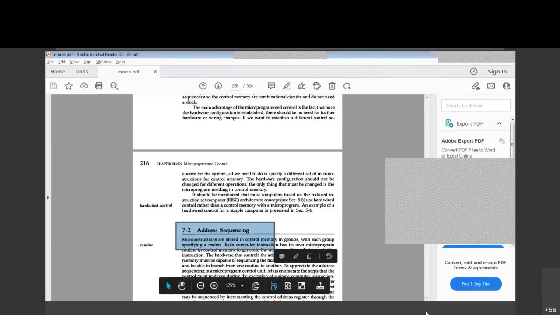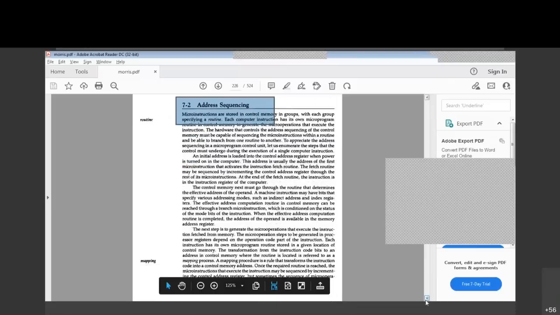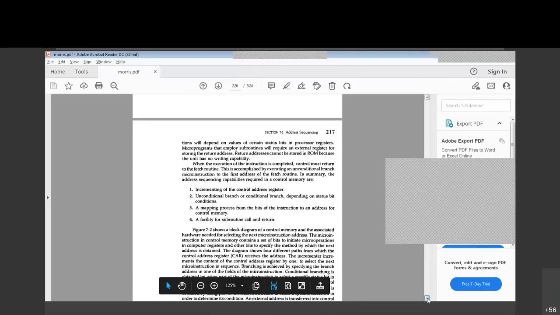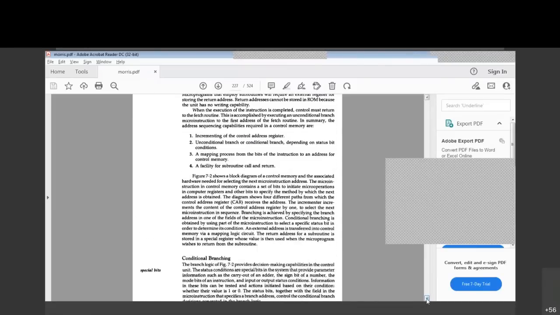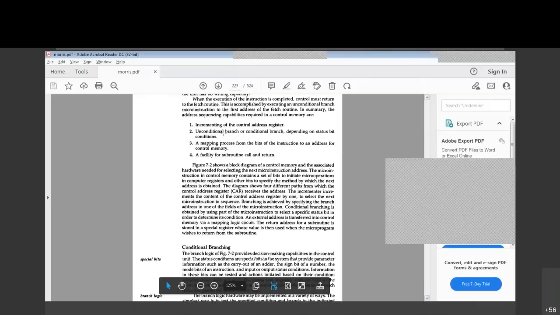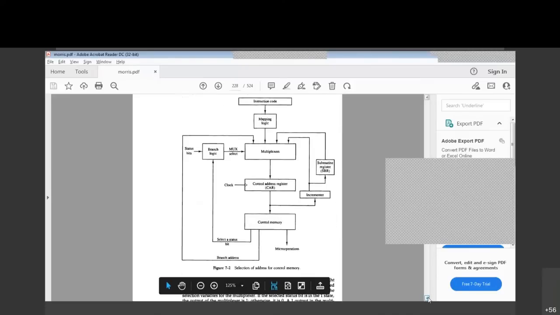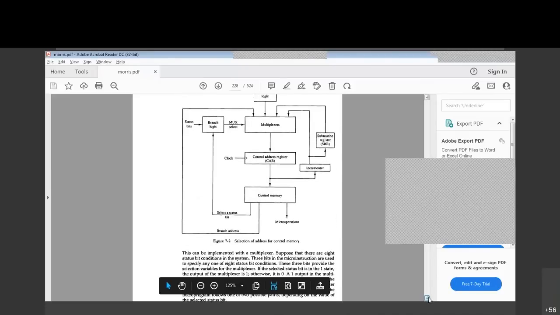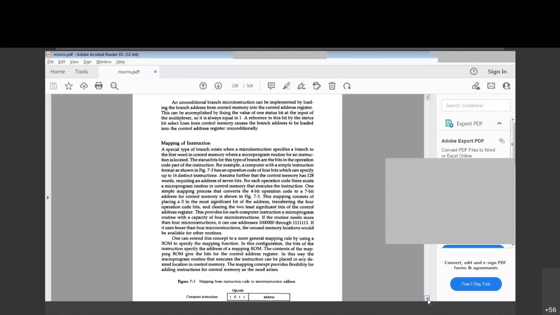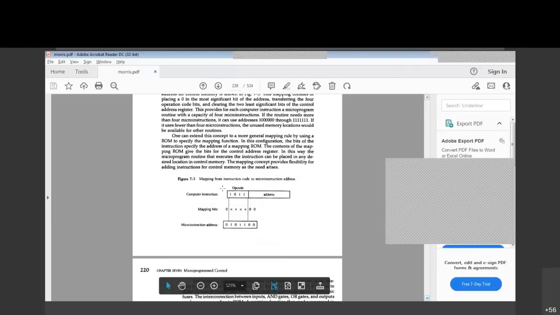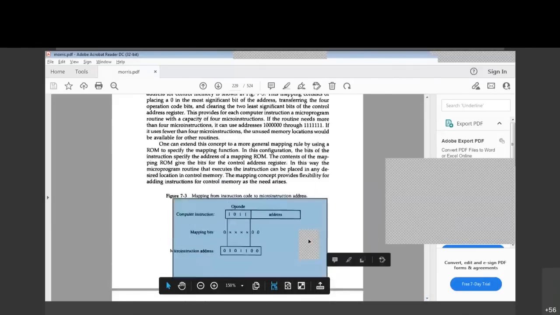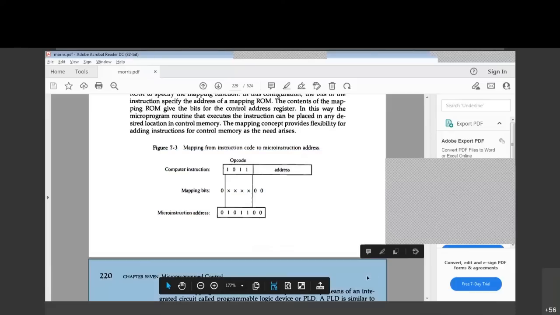So this entire flow chart, this entire figure, I'll quickly show you this. These four we have just studied: incrementing, conditional branch, mapping process, and subroutine. This is how the selection of address for control memory takes place, the address sequencer we studied, okay? So this mapping is explained over here. Is it visible? Yeah, so this mapping is explained over here.